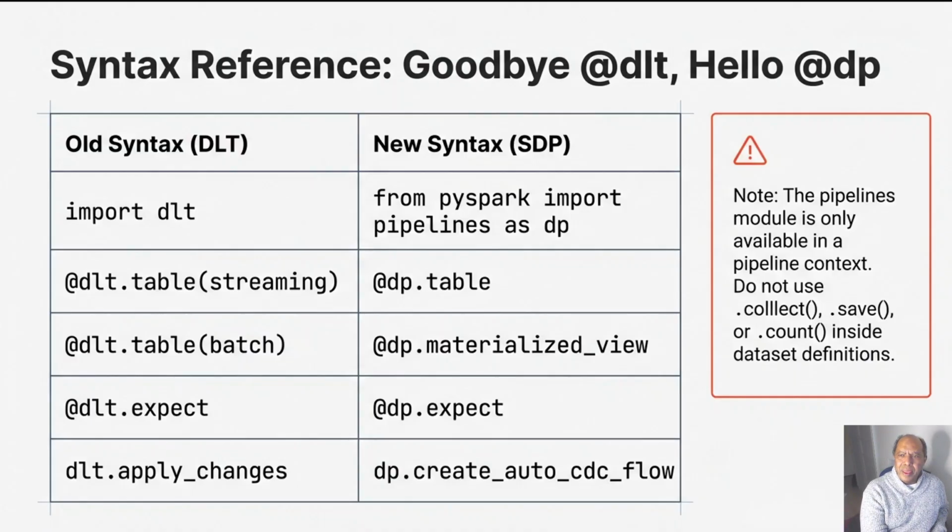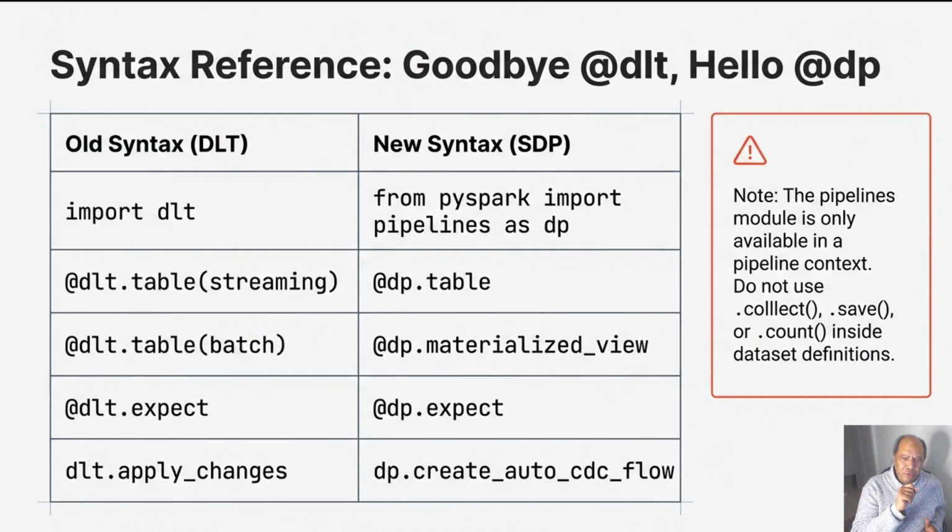So for the data quality side, for the data quality expectations, the decorator changes from @dlt.expect to @dp.expect. There is no change apart from DLT now being DP, because Spark is coming from Spark. The concept remains the same. Defining quality rules for your data. That's what it is doing.